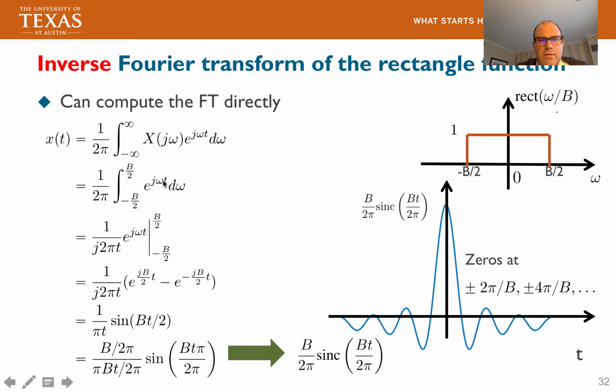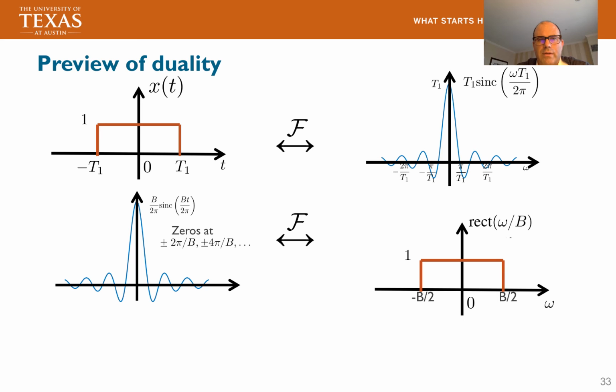So plugging in and taking the inverse Fourier transform, we have a different sign here. Going through the same steps as the previous example, we end up with b over 2 pi sinc of bt over 2 pi. So a rectangle in frequency becomes a sinc function in the time domain. The amplitude is b over 2 pi, and the crossings occur at 2 pi over b, 4 pi over b, etc. And so this is an example of duality where a rectangle in one domain is a sinc in the other domain. And so that's previewed right here, the concept of duality. So rectangle becomes sinc, sinc becomes rectangle.